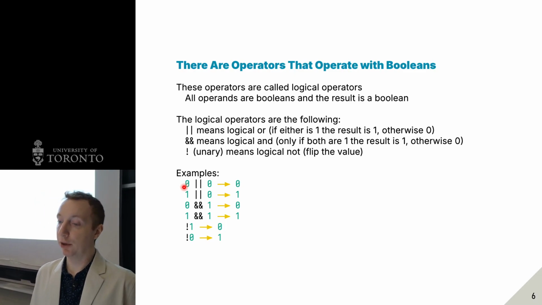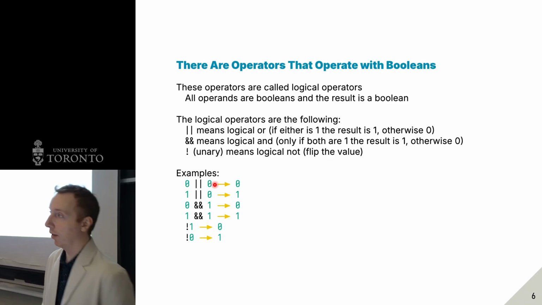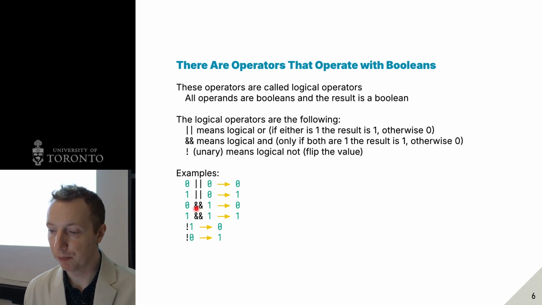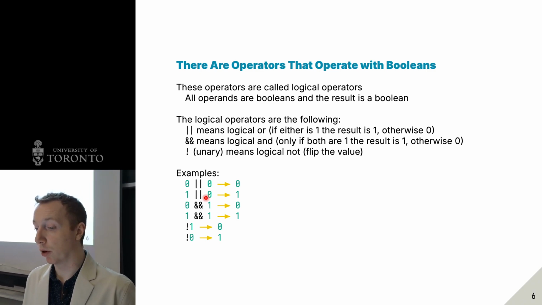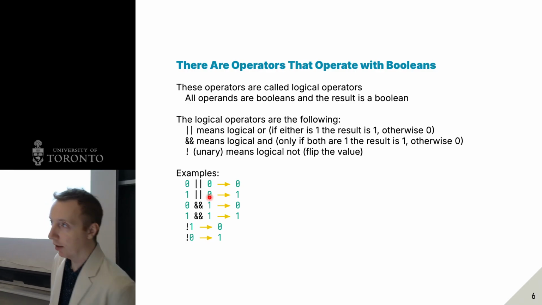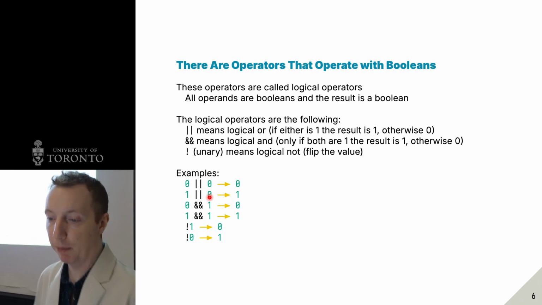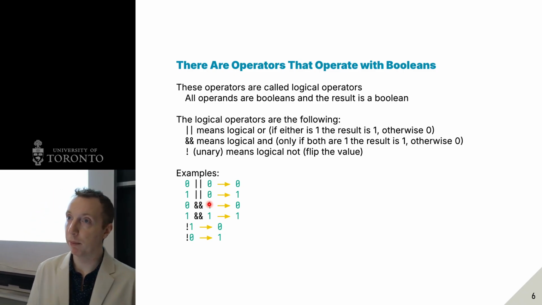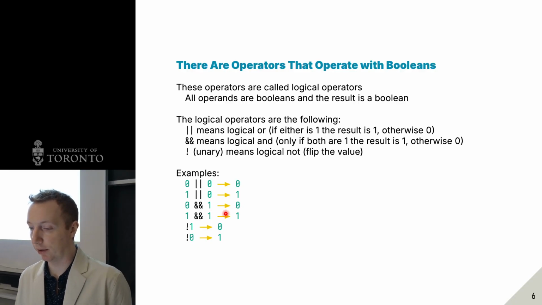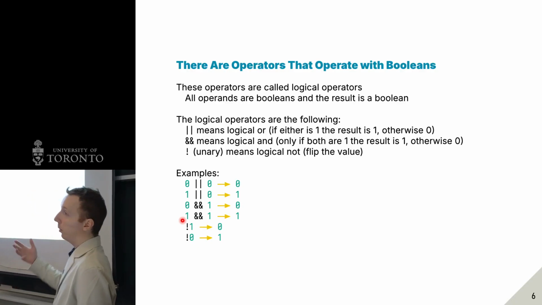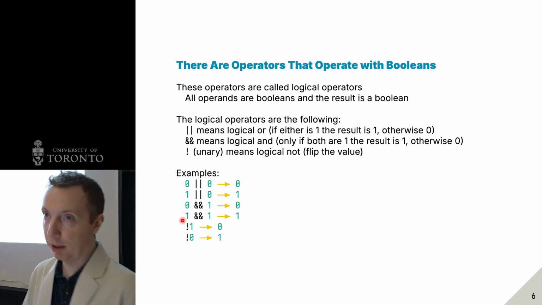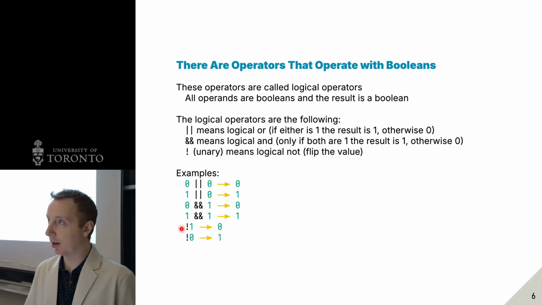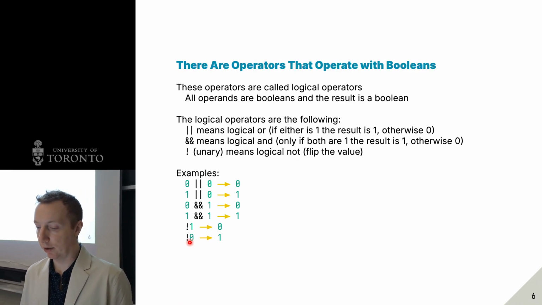So in this case, if I do 0 or 0, well, the result of that is 0 because neither one of those is a 1 or true. If I do 1 or 0, that's how we would read it, then the result of that is a 1 because at least one of them is a 1. If I do 0 and 1, well, both of them are not 1s, so the final result is a 0. And finally, if I do 1 and 1, then the final result is a 1 because both sides are true. And similarly, the not will just flip it, so not 1 is 0, and not 0 is 1.